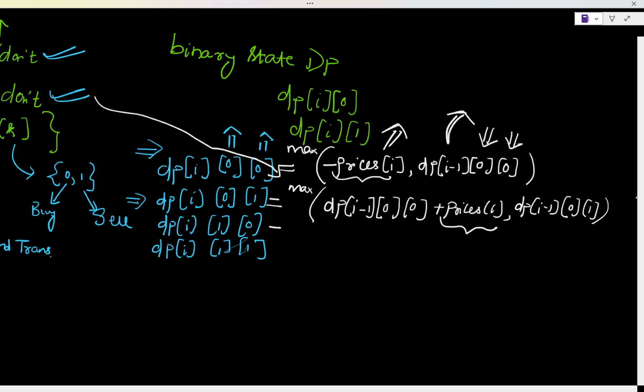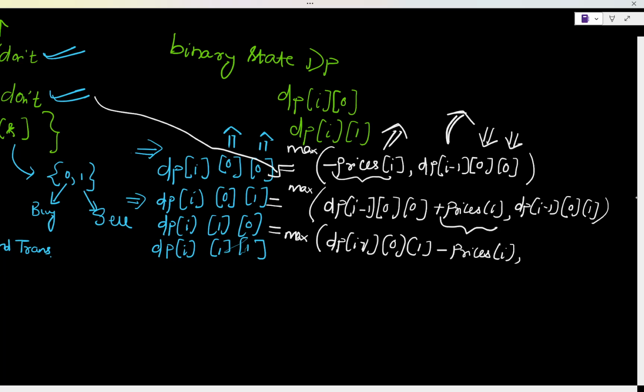Now defining the second transaction is relatively easier. So it will be either you do a buy at the current state. Now please be careful here. If I am doing a buy for the second transaction, that means I must have done a sell for the first transaction, which means it is dp of i minus 1, 0, first transaction, 1, sell. I have sold for the first transaction, minus prices of i.